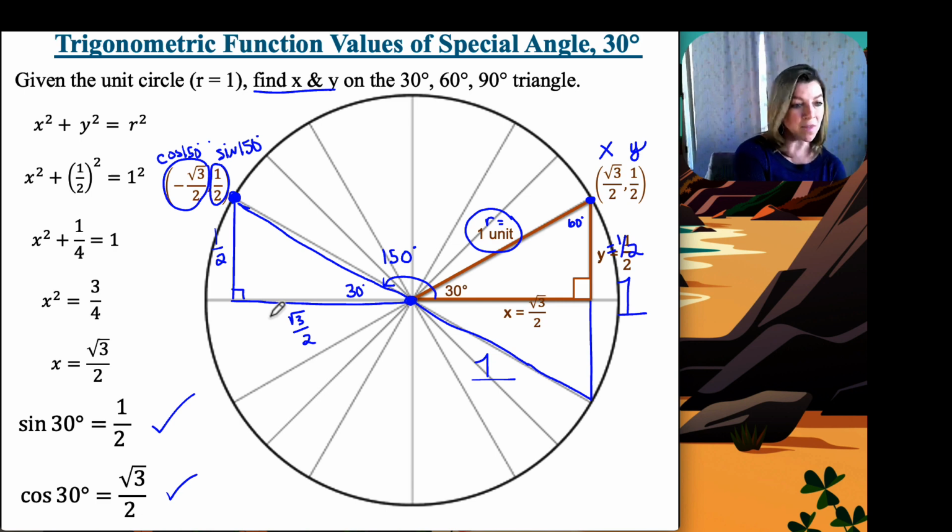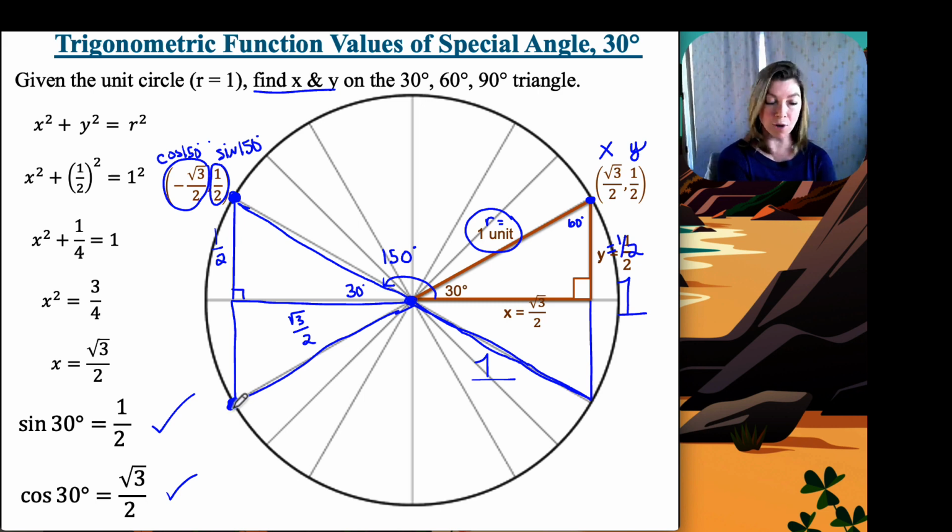Let's do the same thing using this congruent triangle right here, as well as the congruent triangle that we drew earlier. Okay, so the coordinate for this one right here, now remember we're in quadrant 3, so that's going to be negative in the x direction as well as negative in the y direction. So this coordinate on the unit circle is negative radical 3 over 2, negative 1/2.